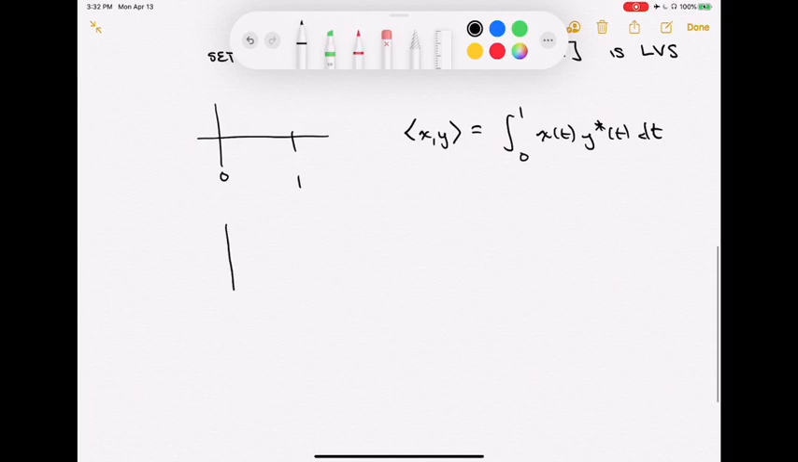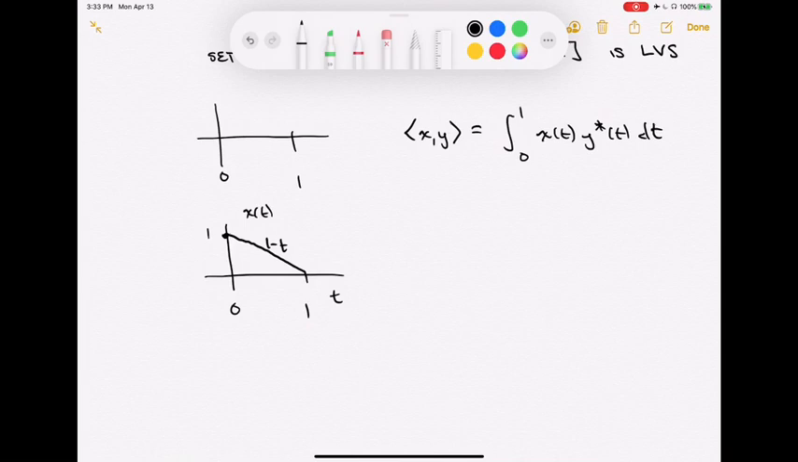Let's take a look at a signal. I'm going to let this signal, again, be defined on that interval 0 to 1, as a function of t. This is going to be my signal x of t. Let's just let it be a linear function that decays from 1 down to 0 on that interval. We can parameterize that as 1 minus t. So there's a signal like that.